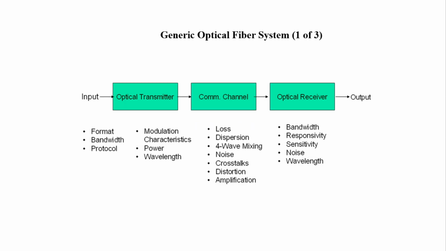A general, or generic, optical fiber system. Here an input signal is applied to the optical transmitter. From that the signal is given to the communication channel, then to the optical receiver, and then the output is generated. So there are different parameters which are used to make the transmission of light through optical fiber.